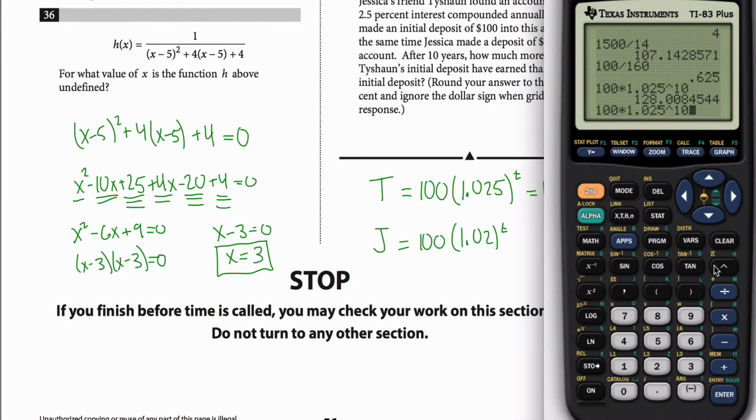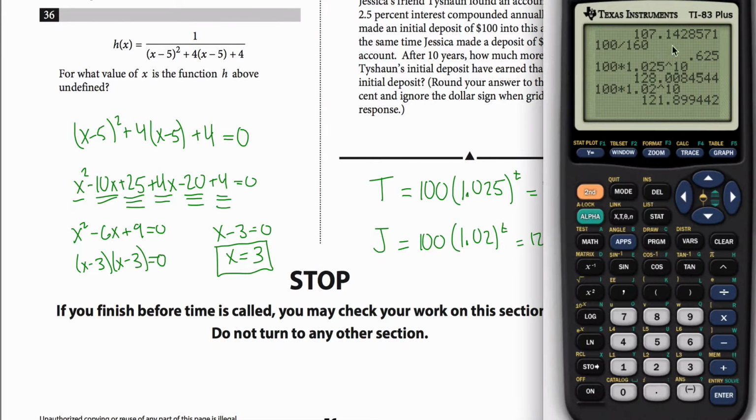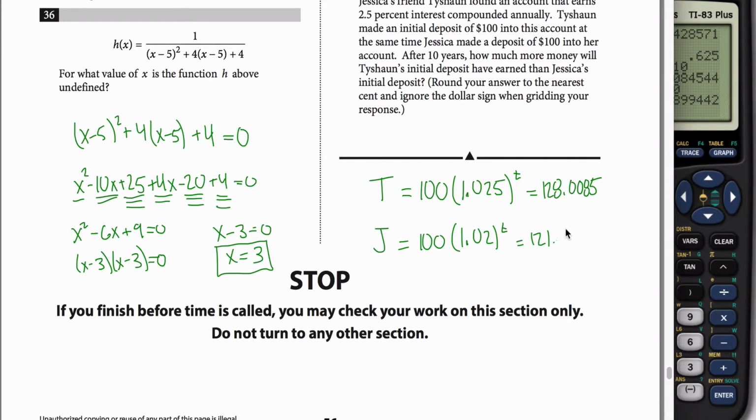Well, hers is very similar. I'll copy this in here. Except instead of 1.025, she just has 1.02. She makes 2%. And so she ends up with 121.8994. And what did it ask me? Round your answer to the nearest cent.